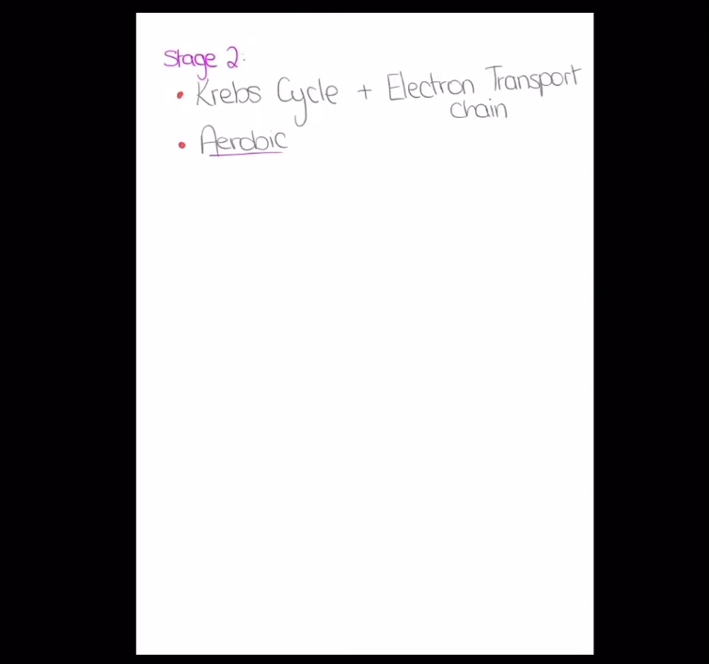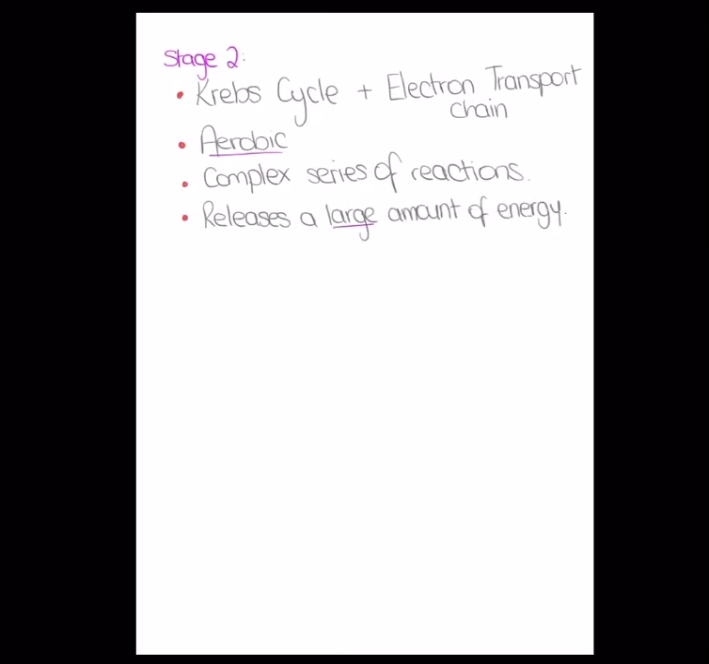Now we will look at stage 2 of aerobic respiration. Stage 2 is composed of the Krebs cycle and the electron transport chain. It is an aerobic stage, meaning that it needs oxygen to occur. It is made up of a complex series of reactions involving many steps. During stage 2, there is a large amount of energy released. It takes place in the mitochondria.